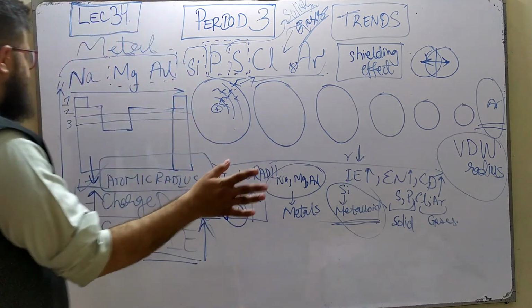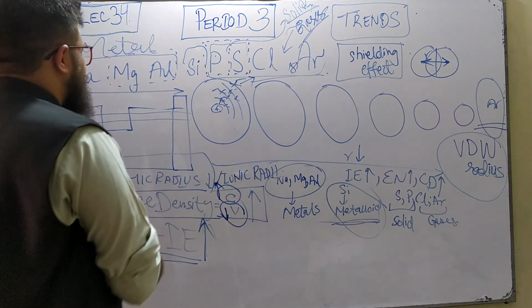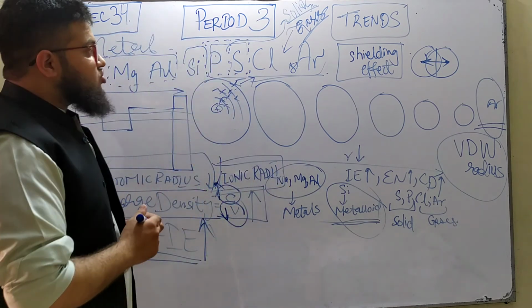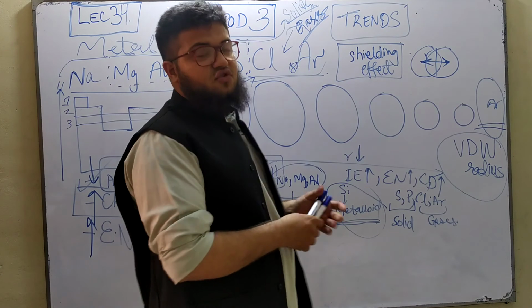So this sums up the discussion of this lecture. In the next lecture, we are going to talk about ionic radii in detail, and then we are also going to talk about the different graphs that are made for these trends.